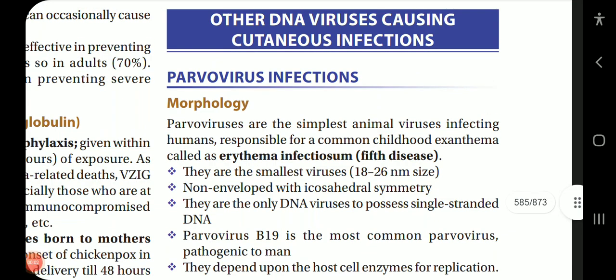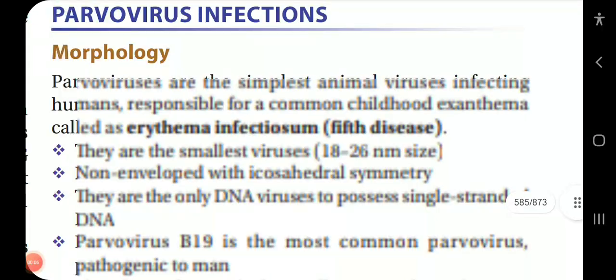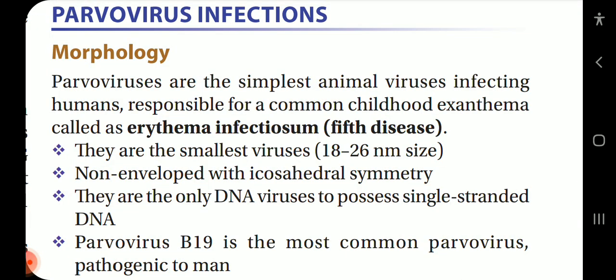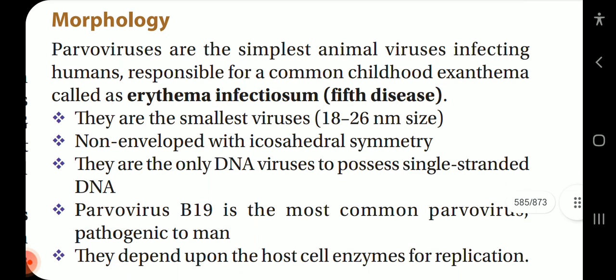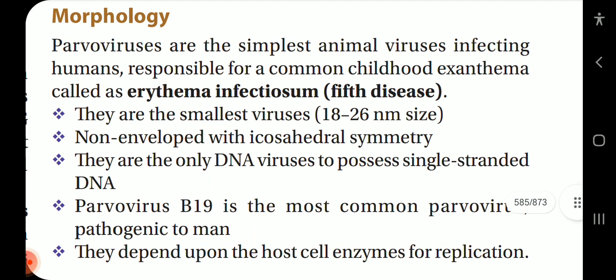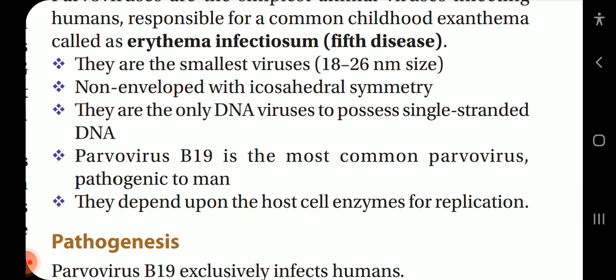Okay, now let us start with other DNA viruses causing cutaneous infections. Parvovirus infection. Morphology. Parvoviruses are the simplest animal viruses infecting humans, responsible for a common childhood exanthema called erythema infectiosum, fifth disease. They are the smallest viruses, 18 to 26 nm in size, non-enveloped with icosahedral symmetry. They are the only DNA virus to possess single-stranded DNA.